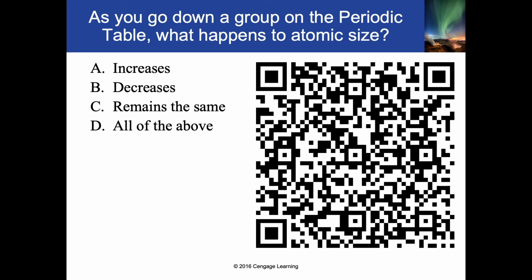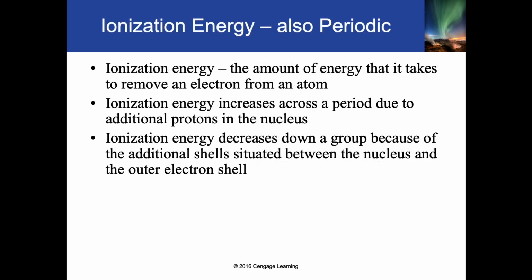What we're doing right now is going through trends of the periodic table. The next trend is called the ionization energy. Ionization energy is the amount of energy required to remove an electron from an atom, okay?